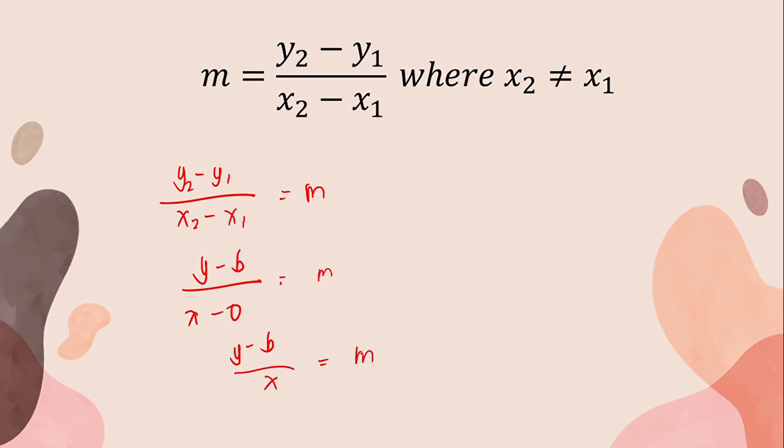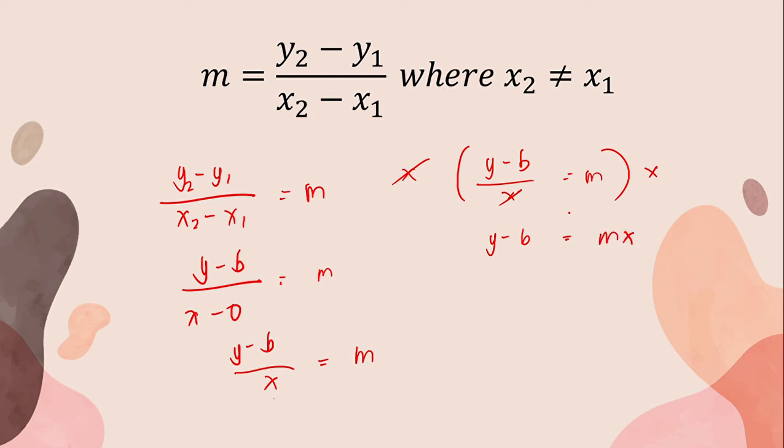And then after this, we have to multiply both sides by x, so that x will be cancelled out in this part of the equation. So we'll be having y minus b over x is equal to m. And then multiply both sides by x. So this would be cancelled out already. So you have y minus b is equal to mx.